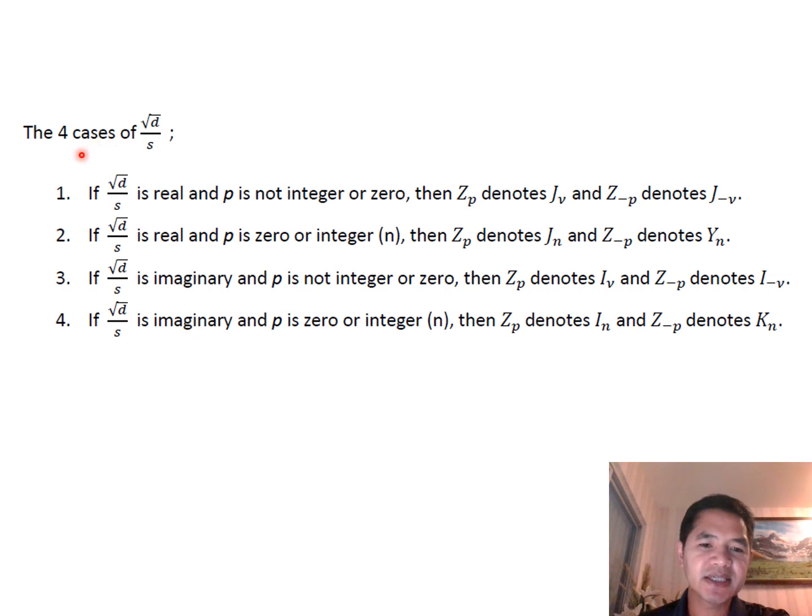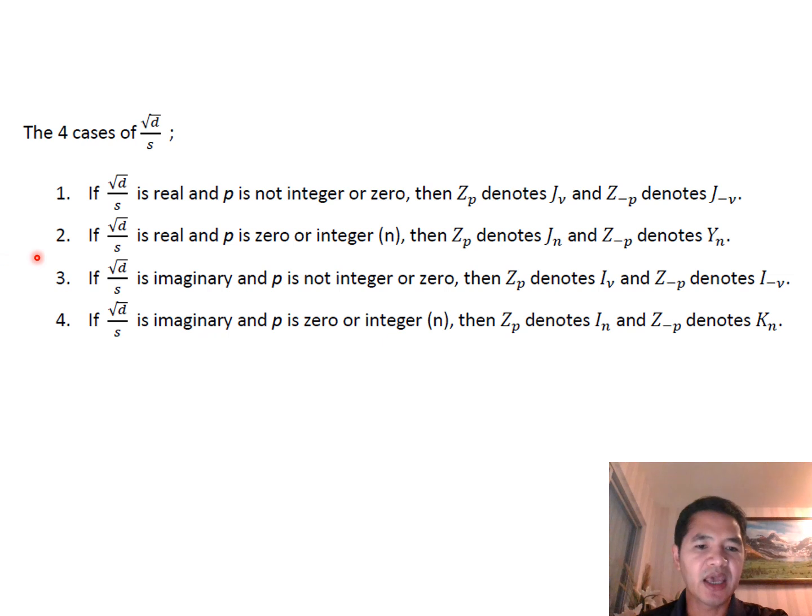Okay, there are 4 cases here of the square root of d over s. Just go one by one. If the square root of d over s is real, and p is not an integer or 0, then Zp, that's from the previous slide, we can write in this form, which is J nu, and for the Z minus p, it's going to be J minus nu.